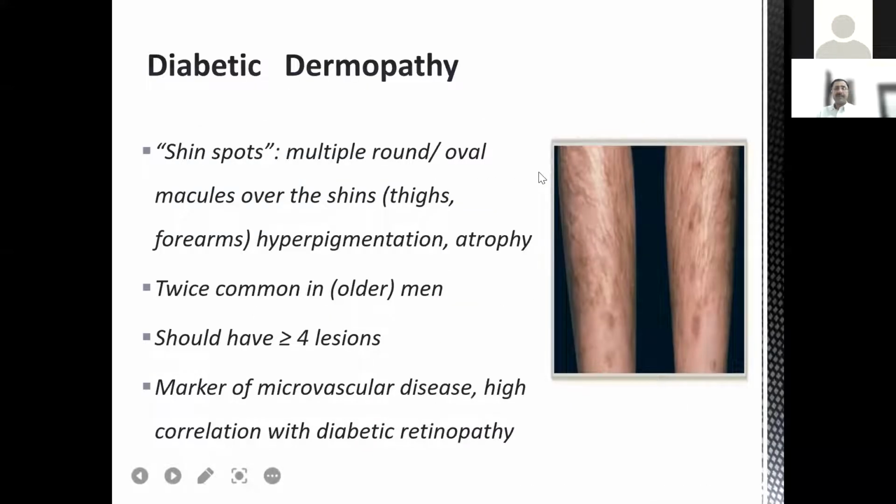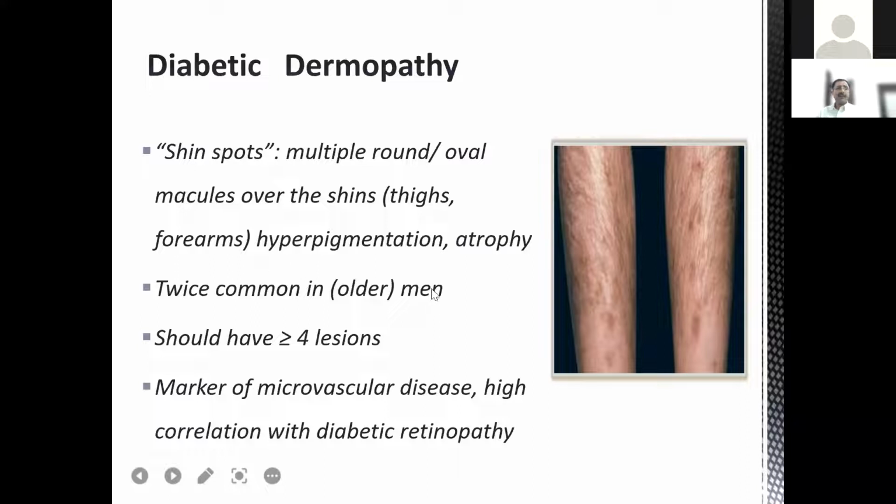So it is ignored many times. So what is diabetic dermopathy? There are shin spots which are multiple, above the surface of the skin. Most of the time these are on the shins, but on the thighs and forearms also these lesions can be found. And these are hyperpigmented lesions, and there is atrophy of the skin also.